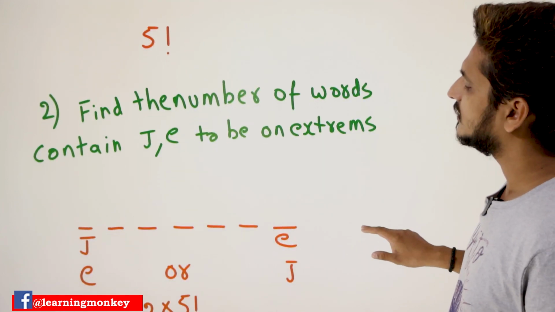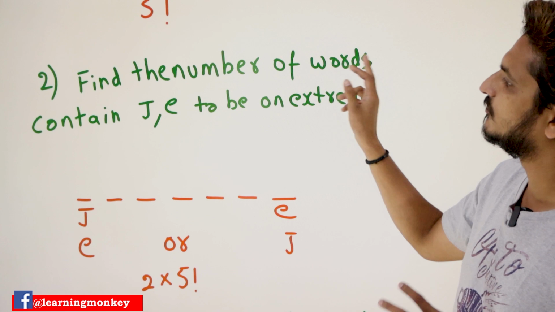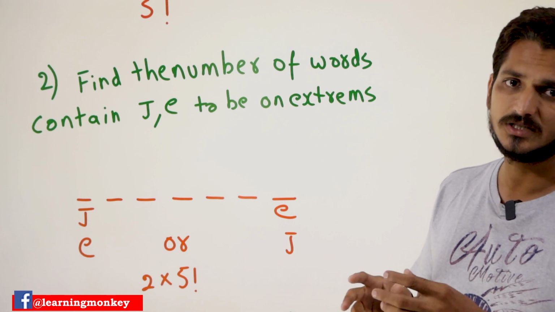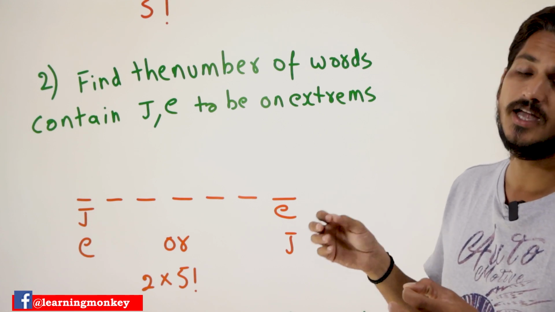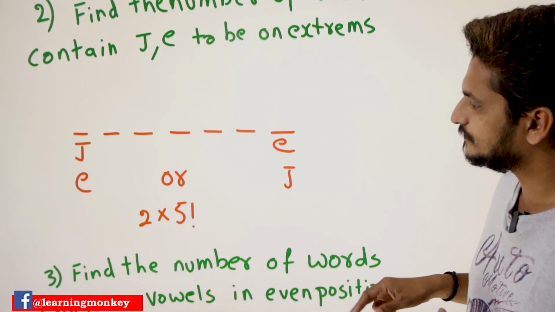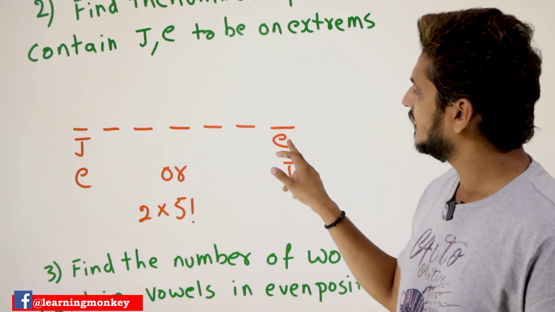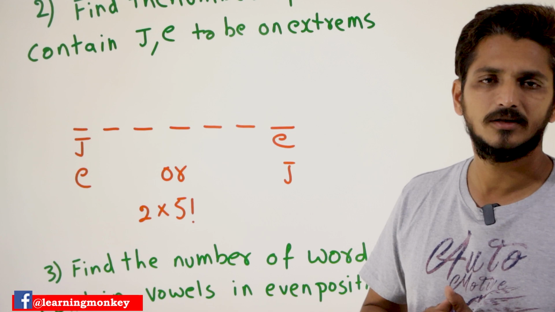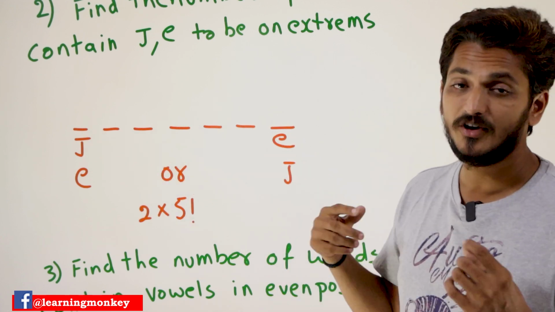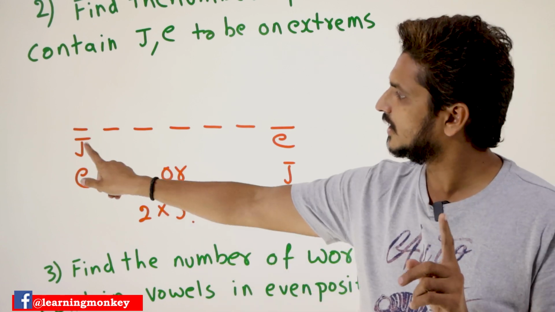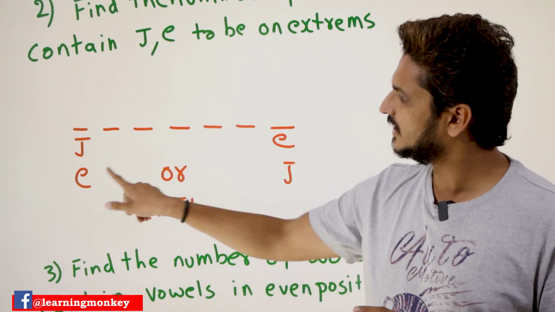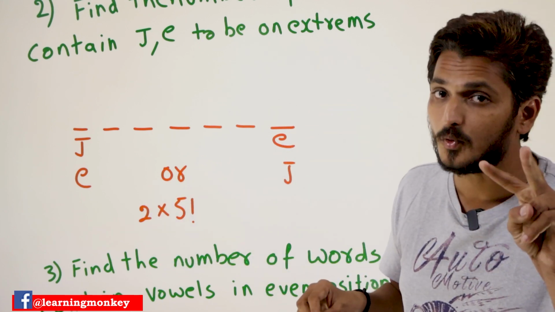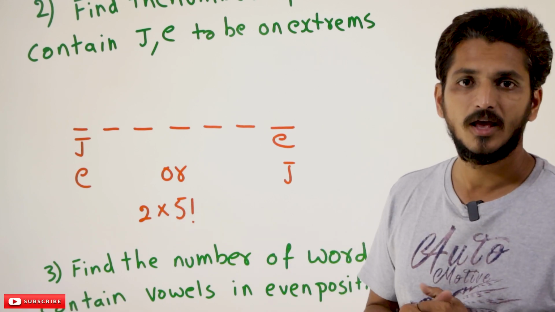Now coming to the second question: find the number of words that contain J, E on the extremes. Extremes means J, E should be on the starting and ending positions. Here, J, E is one possibility. Either you can write it as E, J. So the first position and the last position can be filled in 2 different ways. One way is J, E. The other way is E, J. So in order to fill the first and last positions, 2 possibilities are there.